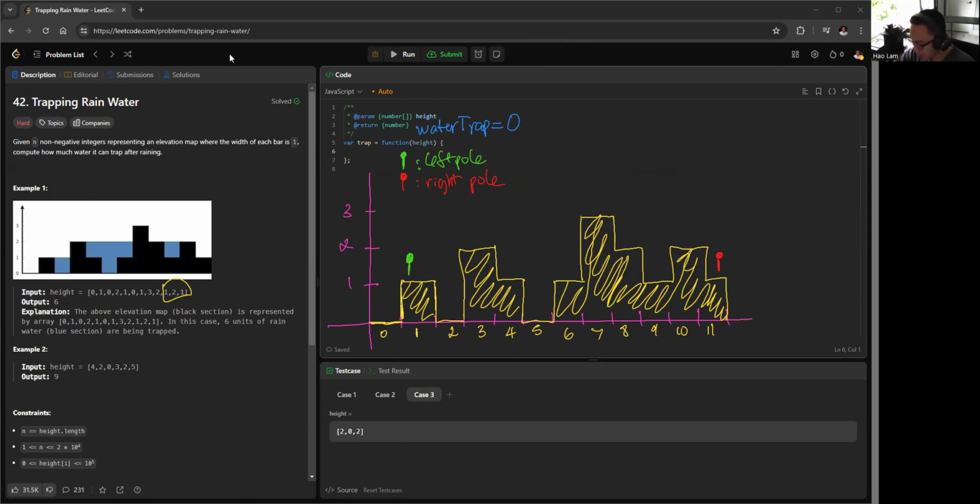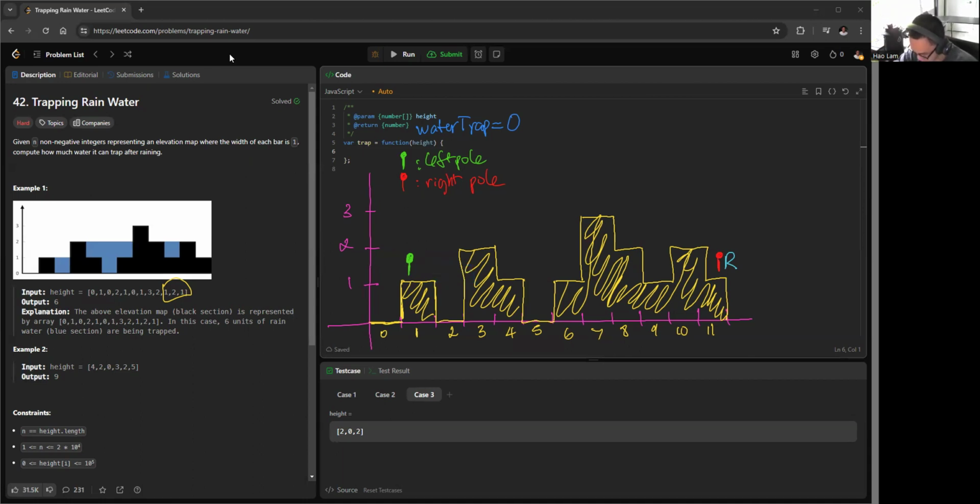Okay, so after we find our first non-zero pole from the left and from the right, it's time to find the water trap. We start our left pointer here and the right pointer here. We always move the shorter pole because moving the shorter pole gives us a chance of finding a higher pole, and the higher pole we find, the more trapped water we can find. Because now the height is equal here, 1 and 1, we can just move the left pointer to here.